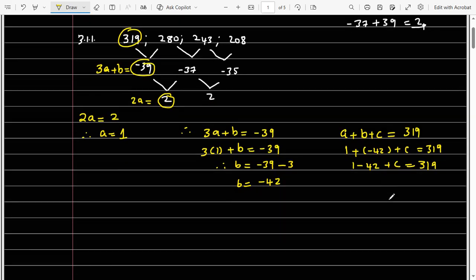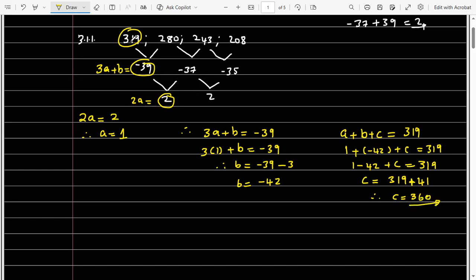So when we say 1 minus 42, that's negative 41. So the negative 41, I'll take that to the other side, which would give me 319. Okay, so I'm sorry, when it goes to the other side, it will be positive, right? So if I take the 1, I put it there, that's 320, then I add 40, that's 360. So the value of C is going to be 360.